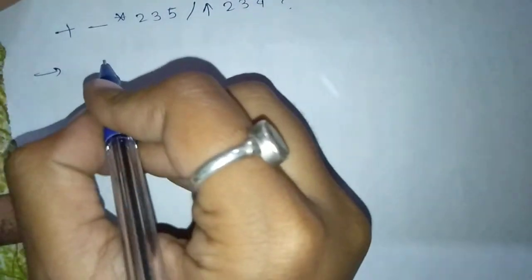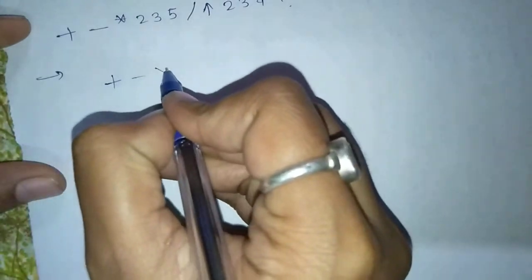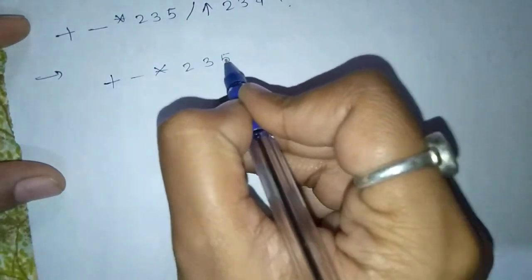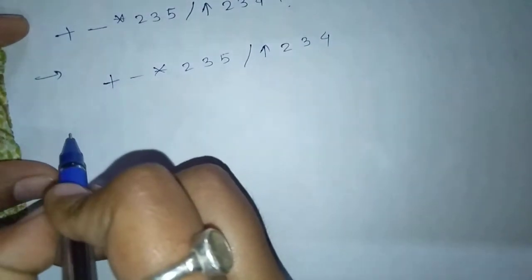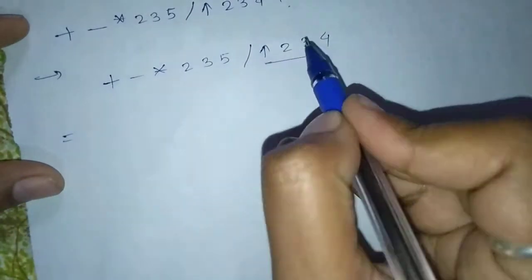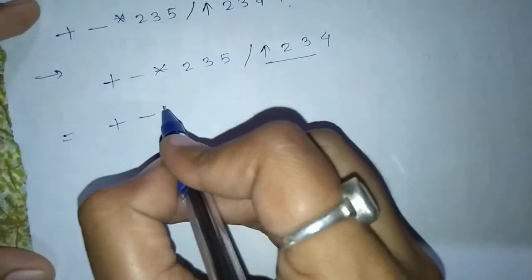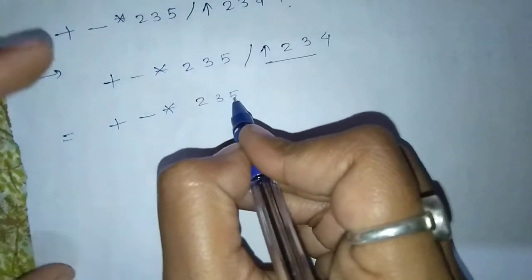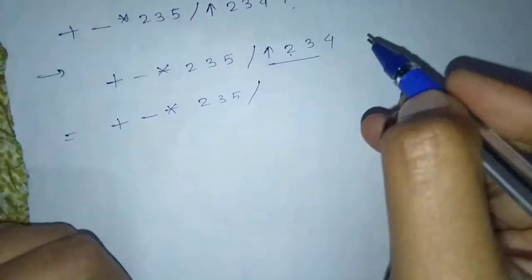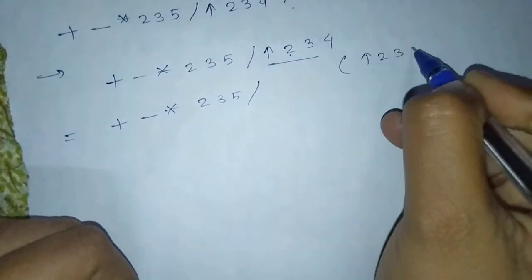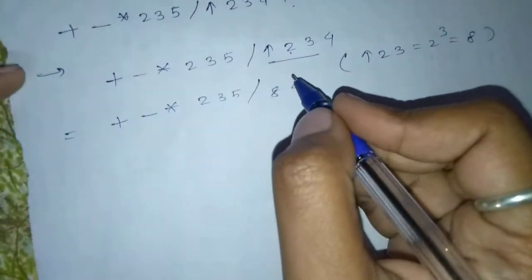So first write down the prefix expression: addition, subtraction, multiplication, 2, 3, 5, division, exponential, 2, 3, 4. First here you can see exponential and the numbers 2, 3. So first addition, subtraction, multiplication, 2, 3, 5. Star means multiplication. Division as it is. 2 raised to 3 for this. 2 raised to 3 is nothing but 8. So write here 8, 4.